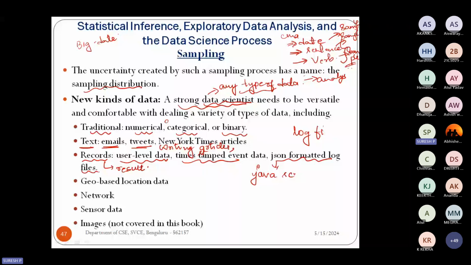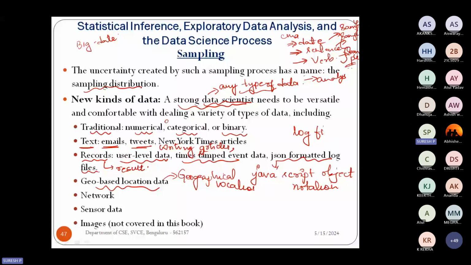Then the another type of data which you are going to use is geo-based location data. So that means geographical location. It depends upon the geographical location, based on which place it is, the location is going to be taken. So then you are going to get the data from the network, when you are going to make use of the network here.